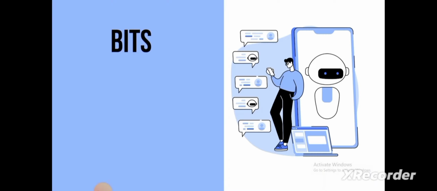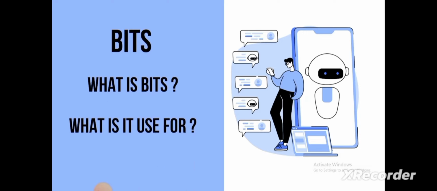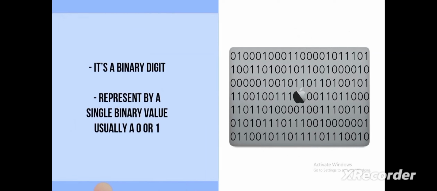Now I will talk about the bit: what is a bit and what it is used for. A bit is a binary digit. It's the smallest unit of data that the computer can process and store. It is represented by a single binary value, usually 0 or 1. Bits are stored in memory through the use of capacitors that store electrical charge. The charge determines the state of each bit, which in turn determines the bit value.